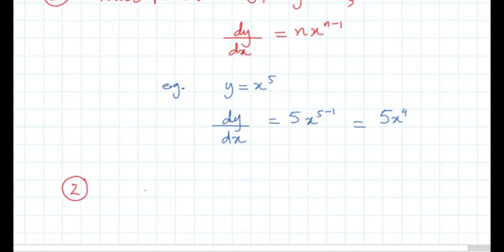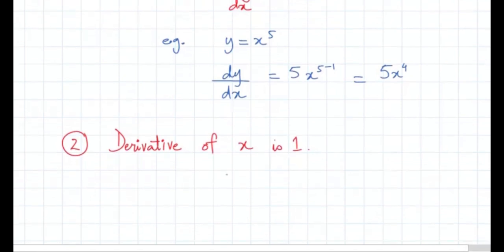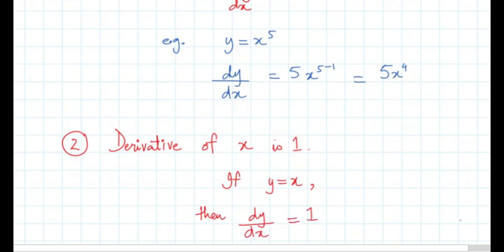The next rule is, what if you have to differentiate x itself? So derivative of x is 1. This means that if y equals x, then dy over dx is just 1.